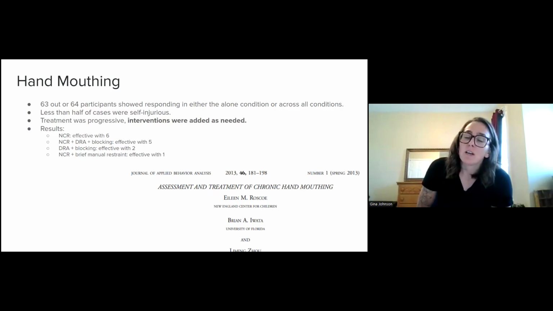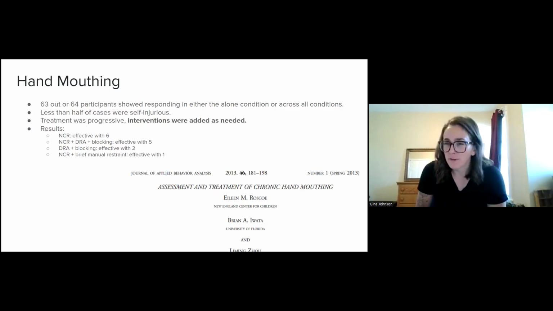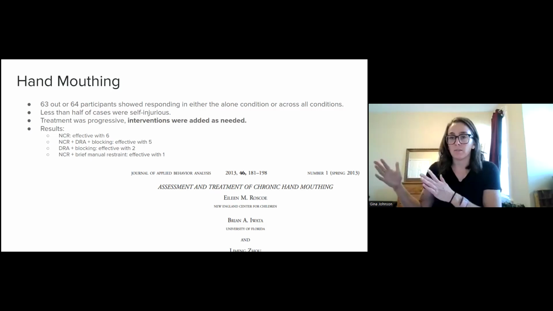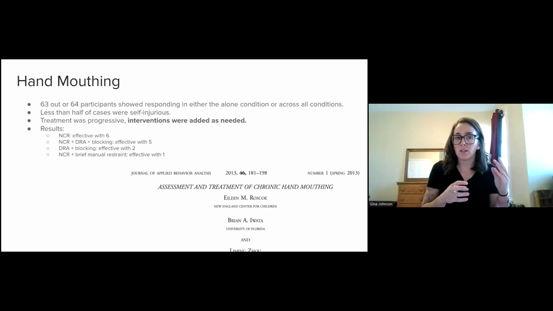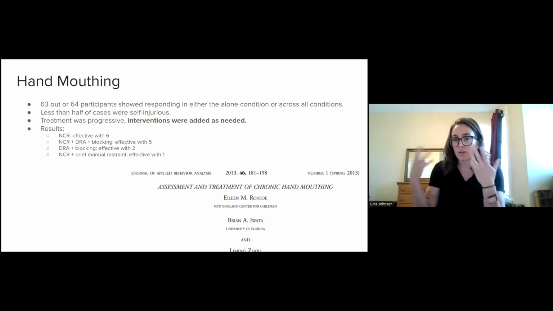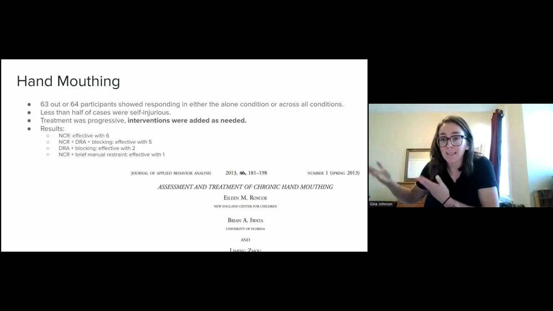Less than half of those were self-injurious, so there is some overlap here with self-injurious behavior, but less than half were cases where there was injury that needed to be treated. So typically there was not any major injury. And in this study, treatment was progressive. So they started with a reinforcement procedure, NCR, and then depending on the participant, we saw that this behavior in certain individuals was more resistant to treatment. So they added intervention as needed.